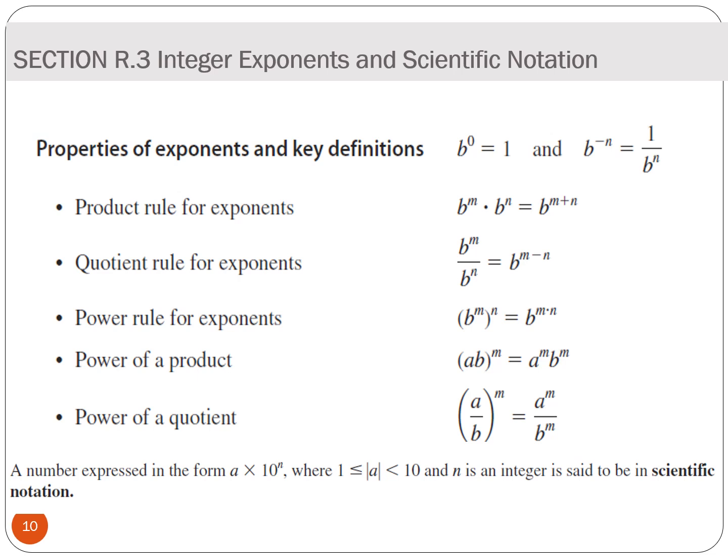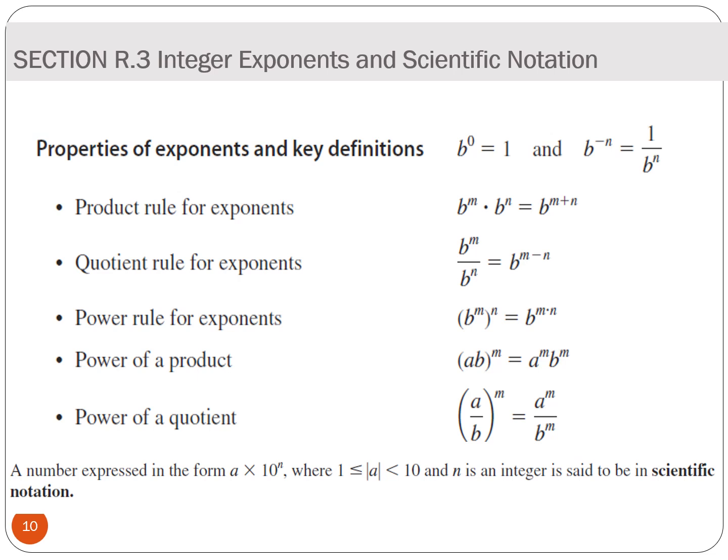The next rule is called the power rule for exponents. B to the m and everything raised to the power n is equal to b to the power m times n. That is, you multiply the outside power with the inside power. The power of a product: if you have a times b and everything raised to the power m, this is the same as a to the m times b to the m. For example, ab to the power 2 is equal to a squared times b squared.